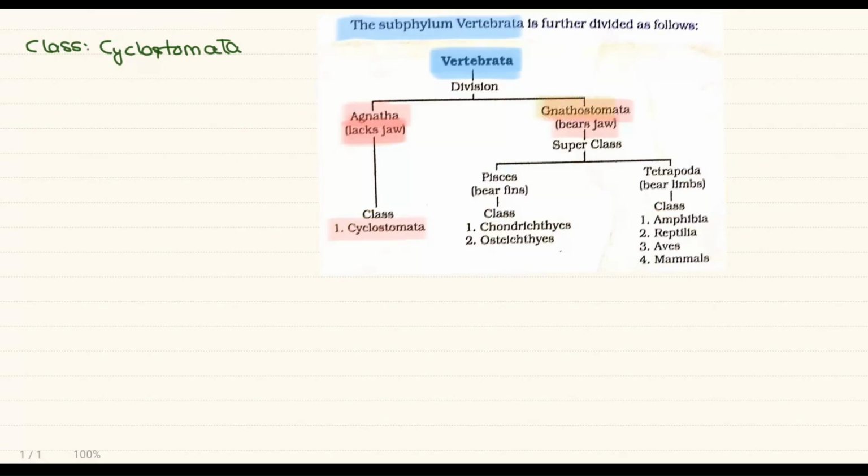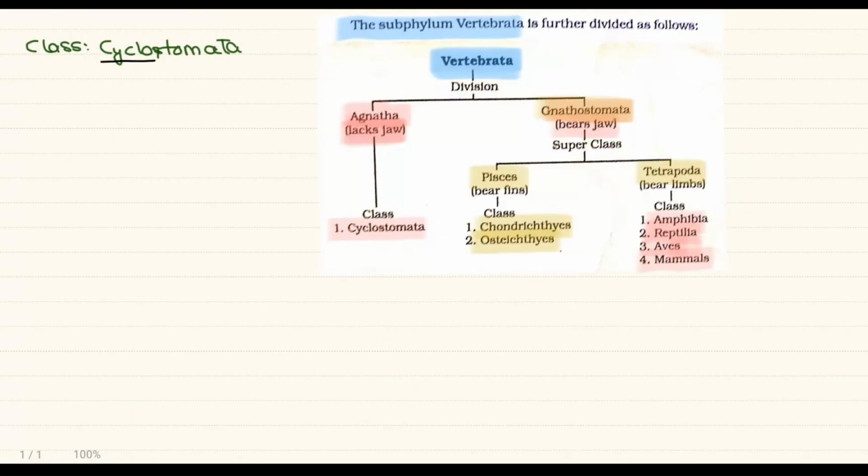Whereas in the gnathostomes, that is the jawed vertebrates, we have two superclasses. The fishes called as Pisces and the remaining which have limbs, legs, are called as tetrapods. The fishes are grouped into Chondrichthyes, cartilage fishes, and Osteichthyes, bony fishes. The tetrapods are Amphibia, Reptilia, Aves, and Mammals. Let's see one by one of these classes. Let's start with the first class, that is class Cyclostomata.